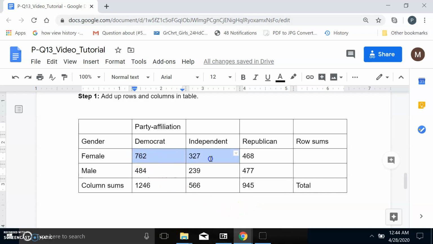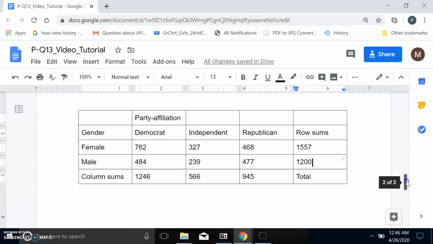Now we're going to do the row sums. Adding those, you can check on your calculator, 762 plus 327 plus 468, you get 1557. And if you add the second row, adding those three, you get 1200. Okay, so we've done step 1 now. Let's go on to step 2.